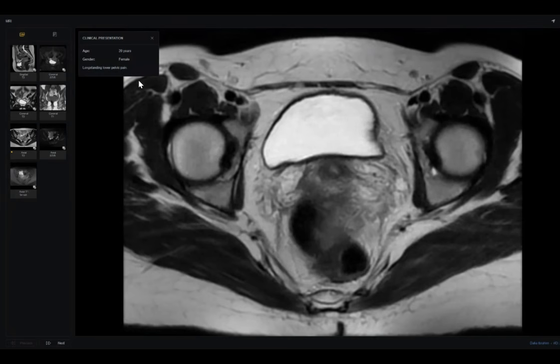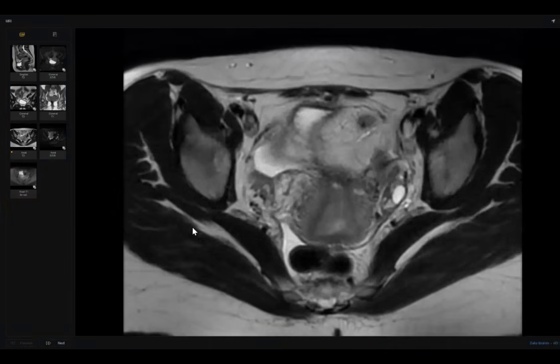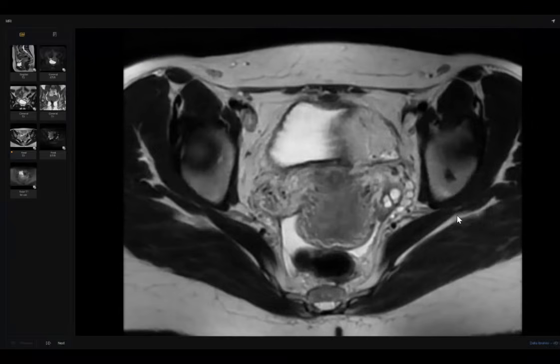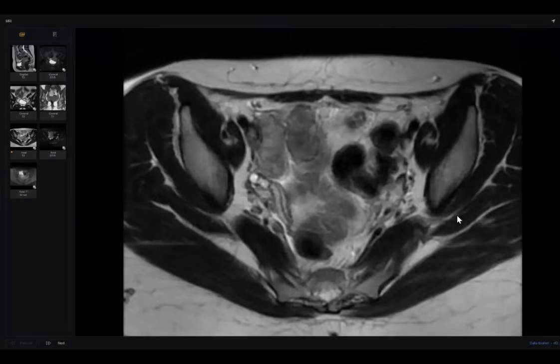This is a 20-year-old female patient complaining of long-standing lower pelvic pain. Can you request control? Yes, sir. So here I'm provided with T2 weighted MRI images of this patient who has presented with long-term pelvic pain. I will just quickly go through the entire stack of images before giving my final comments.